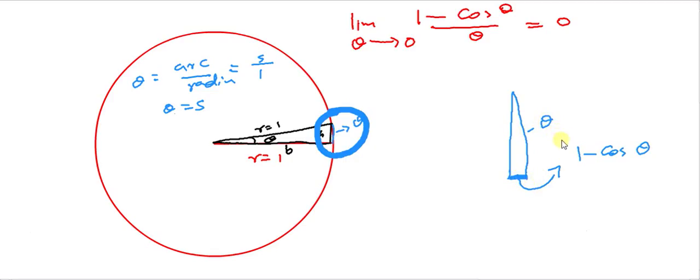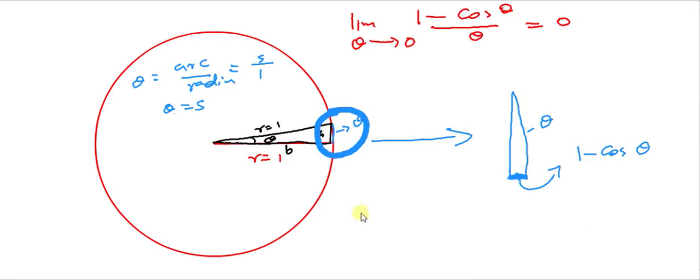Both approach 0, but the 1 minus cosine theta distance, according to this zoomed picture, approaches 0 more rapidly as theta approaches 0. So geometrically, 1 minus cosine theta approaches 0 much faster than theta approaches 0. That's why, as theta approaches 0, 1 minus cosine theta over theta is equal to 0. When theta becomes very small, this length shrinks more quickly than theta, the arc length.